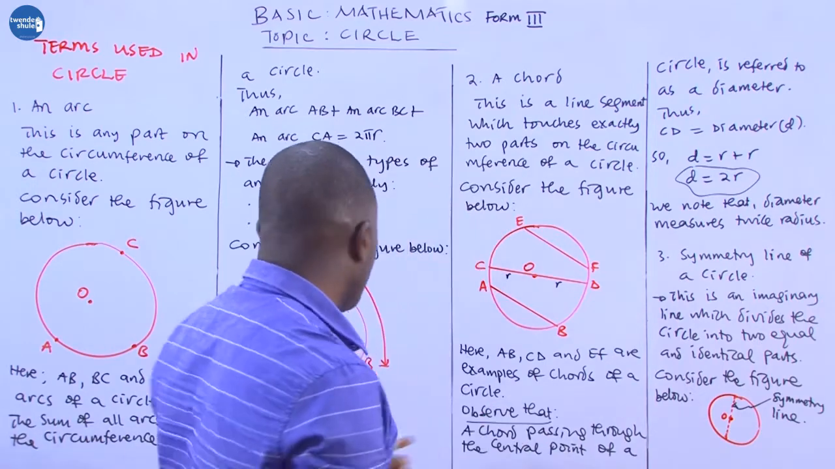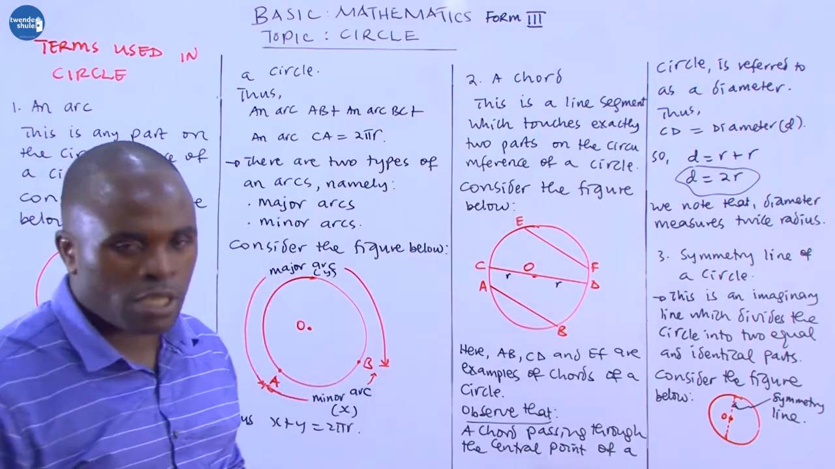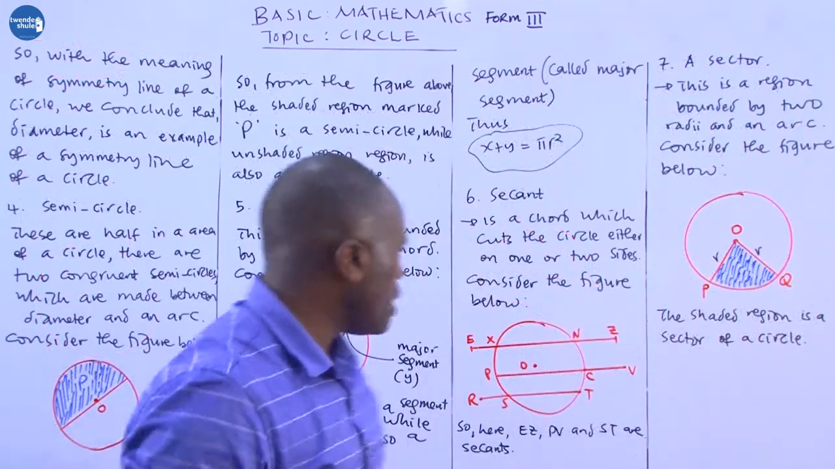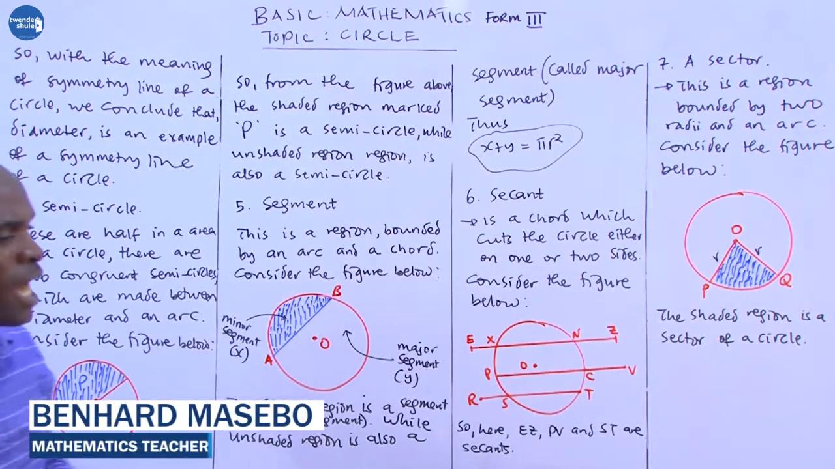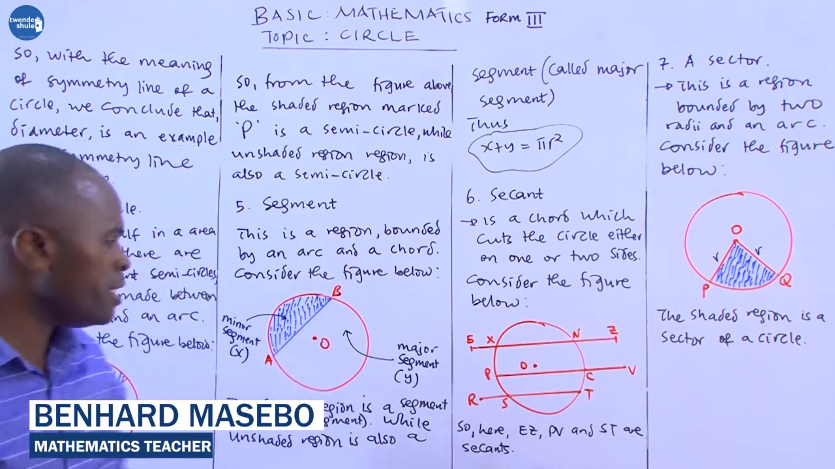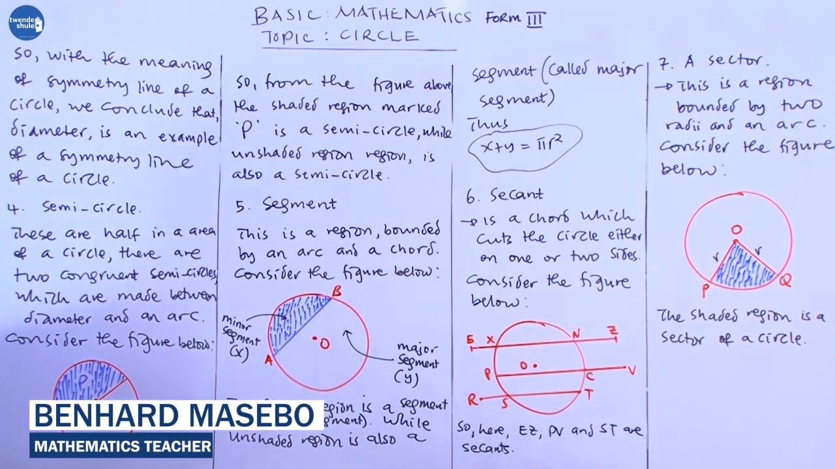So let's continue with the definition. Let's look at the next part. Okay, so other terms here. First of all, with the meaning of symmetry line of a circle, it must be concluded that diameter is also an example of a symmetry line of a circle, since it also divides the circle into two equal and congruent parts.